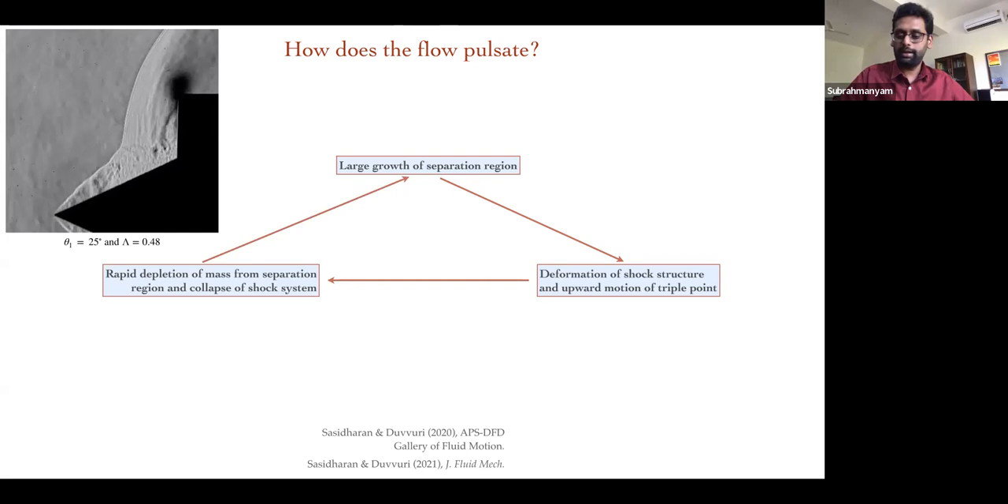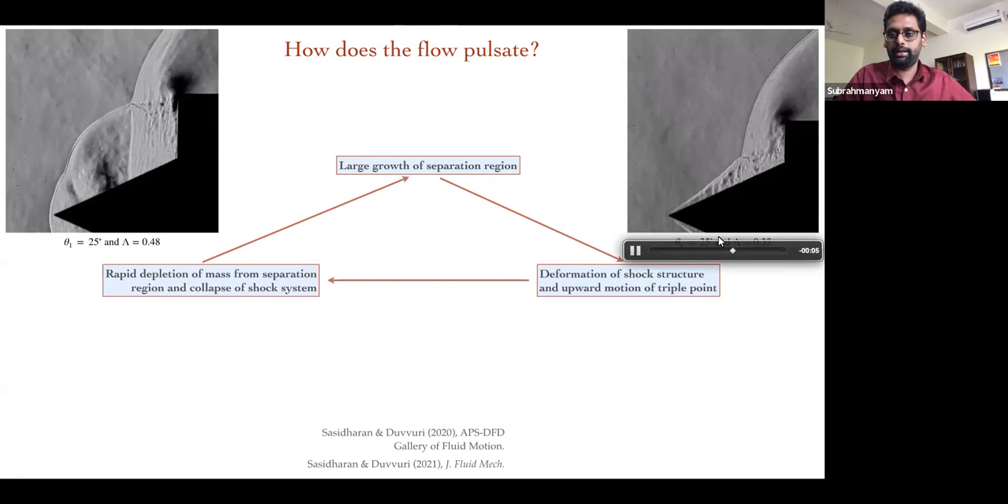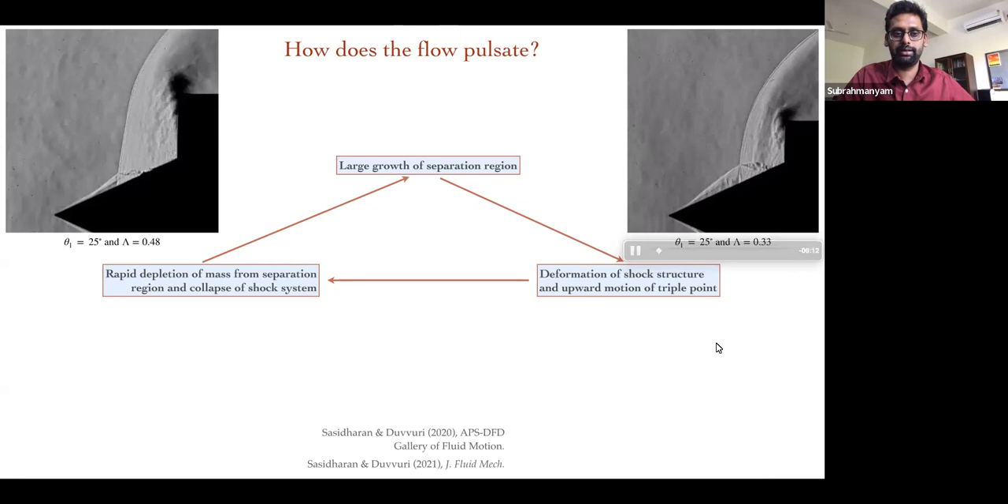All right. So I want to quickly show you some more videos of pulsation for different values of theta and lambda. So now on the right here is a lower value of lambda. So it's the same theta 25 degrees, but lower value of lambda.